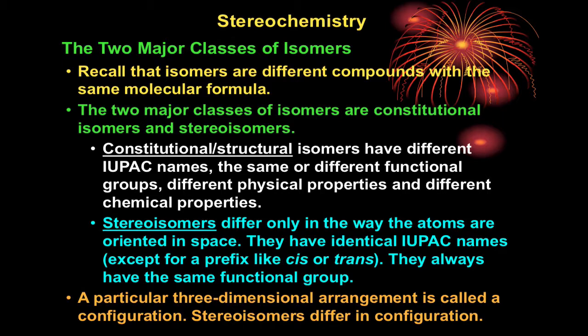Conformation is how things are oriented in space as a result of rotation around a sigma bond. Conformation is about a sigma bond. Configuration is about how things are permanently located in three-dimensional space, not about rotation around a sigma bond, okay?